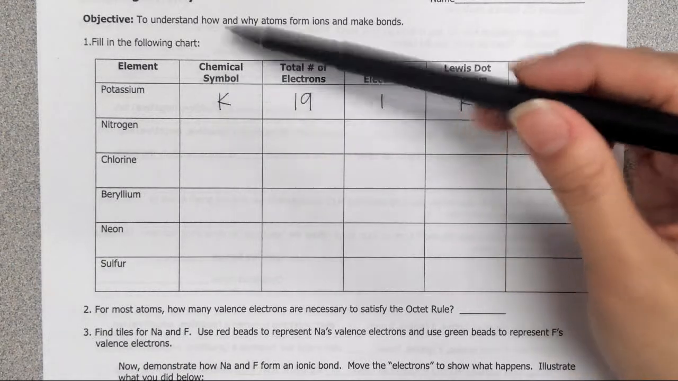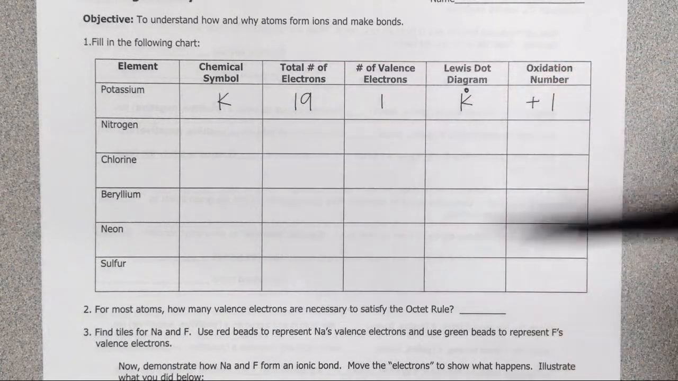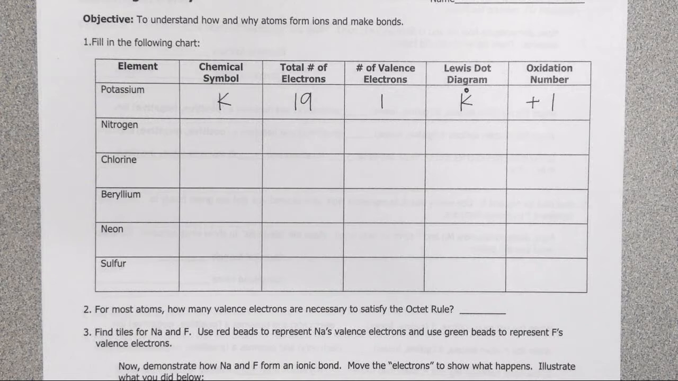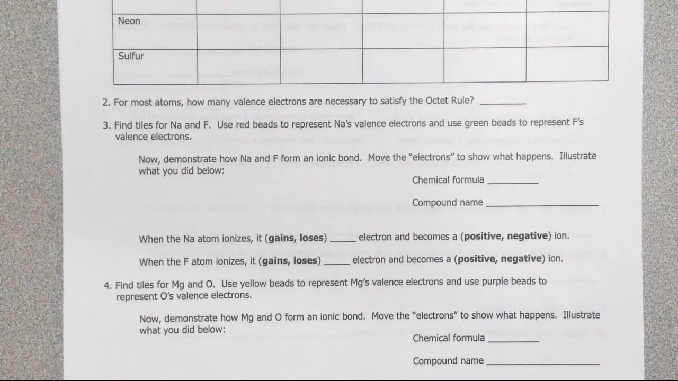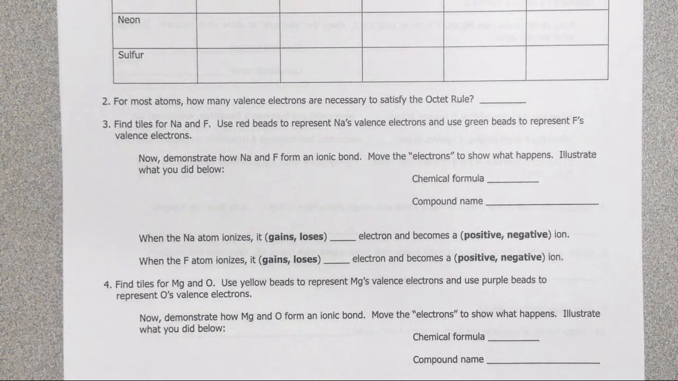So you're going to do basically all of these for nitrogen all the way through sulfur. Once you get done with this grid, you'll answer the questions at the bottom. It's going to ask you to draw and use some colors. So make sure you read the directions carefully.